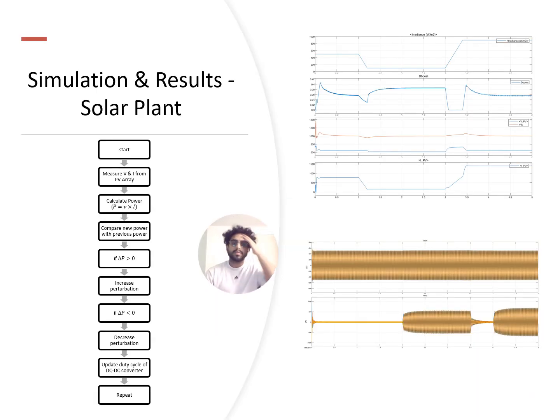So here we can see the simulation results for the solar plant. The graphs show us the irradiance, the boost duty cycle, the PV voltage, and the current. Our analysis clearly shows that the PV system remains stable and efficient even under varying irradiance conditions. This is mainly thanks to the MPPT implementation.